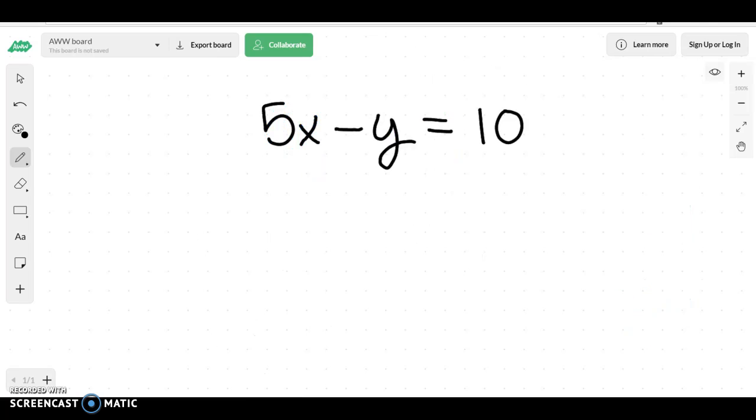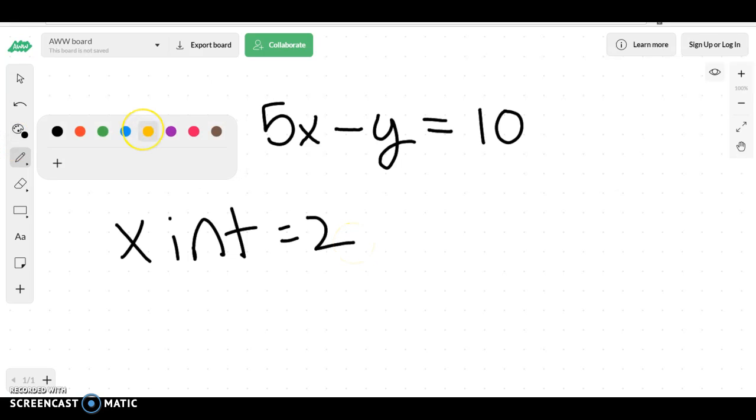Let's try another one. For this one, if you got stuck with it, I think the number one issue is probably going to be not finding the X-intercept. I think most people are going to realize that the X-intercept is 2. And again, you can find that by covering up this Y value. You could see that 5x is equal to 10, so x would equal 2.